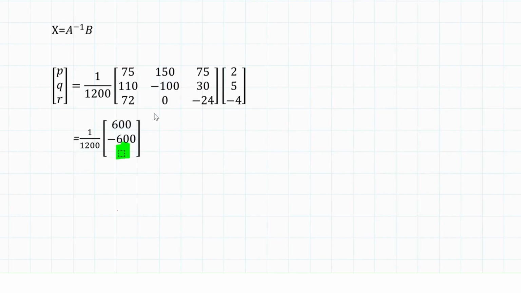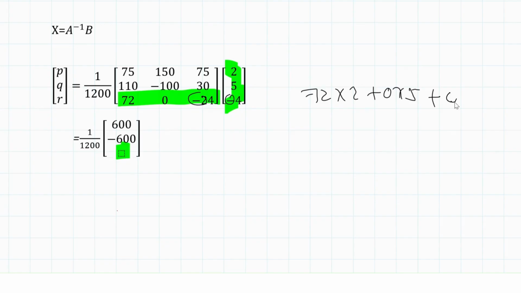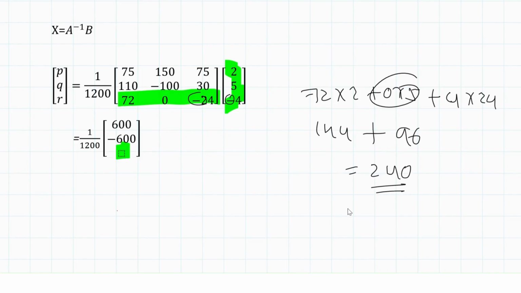Now to obtain this, we are going to multiply this row with this column. So this comes out to be 72 multiplied by 2 and 0 multiplied by 5. And this is negative, minus into minus is plus, so it's 4 into 24. So this is 144, this is 0 and this is 96. So that is 240 should be the answer here.